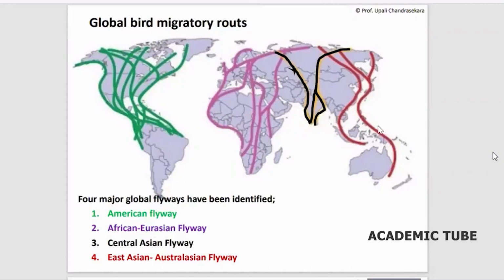And there is another global flyway where the Northern Asian region is connected to the East Asian countries and Australia, Indonesia, Java, Borneo, Sumatra, etc. So that is what you call the East Asian, Australasian flyway. මේවට අමතරව තව flyways තියෙන මම මේ ඔයගලන්ට කියන්නේ global flyways, major flyways. There are 4 flyways.